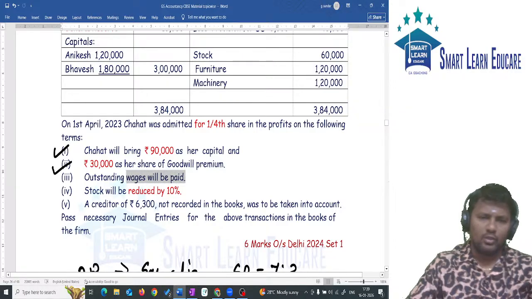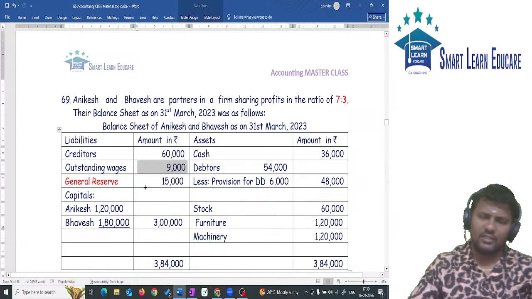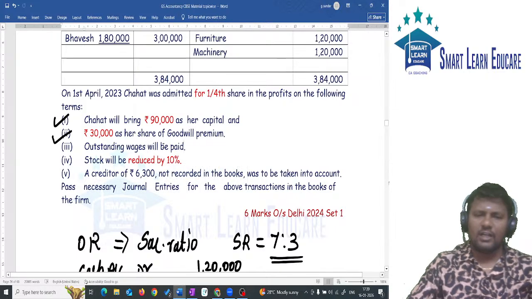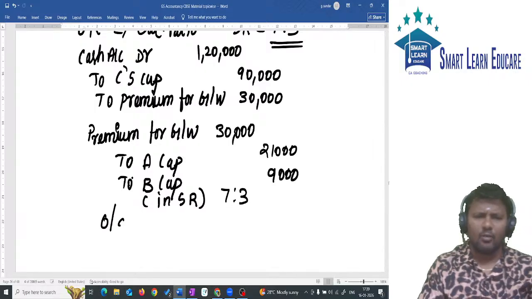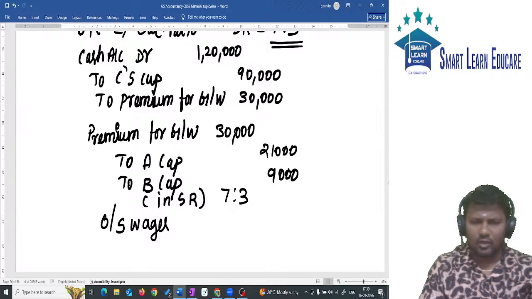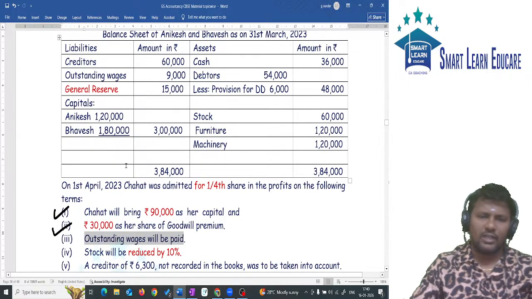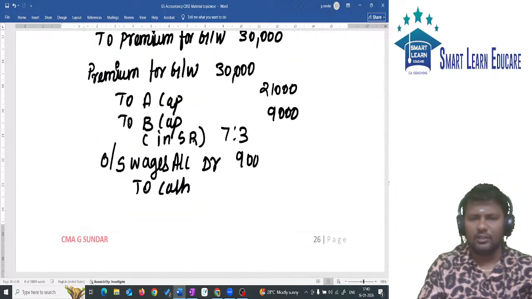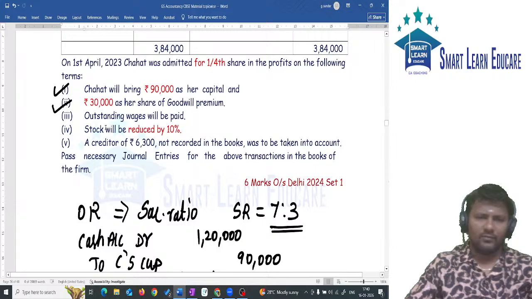Third one, outstanding wages is paid. We have outstanding wages of 9,000 which is given in balance sheet. Question, they are asking us to pass journal entry. So outstanding liability is paid. What is the entry for outstanding wages paid? Or normal payment entry. What is the entry? Outstanding wages account debit to cash. How much is outstanding wages? It is 9,000. So journal entry, outstanding wages account debit 9,000 to cash, it is 9,000. That's all.